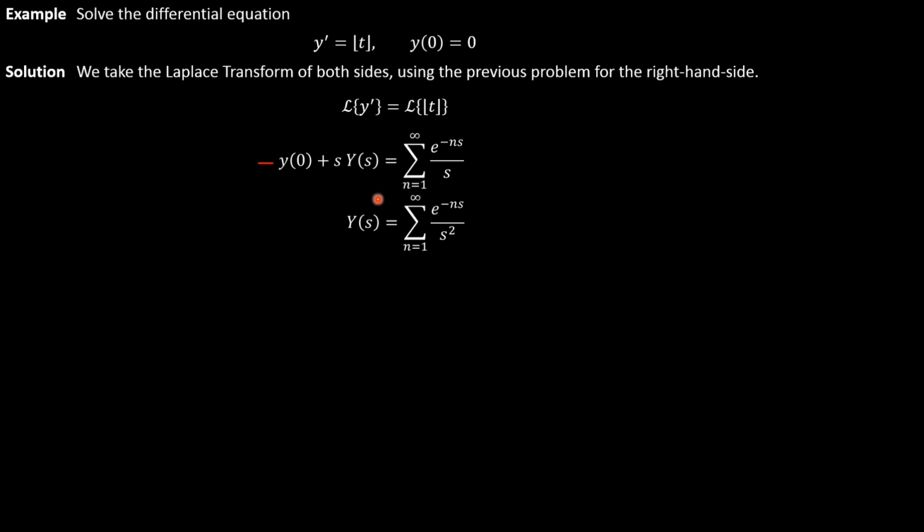In any case, we have Y(s) equals this. Then our goal is to find a function whose Laplace transform is this. That's called taking the inverse Laplace transform of both sides. Taking a Laplace transform means using the Laplace transform formula, and taking the inverse Laplace transform means asking the reverse question: how do we find a function, lowercase y of t, whose Laplace transform is this?